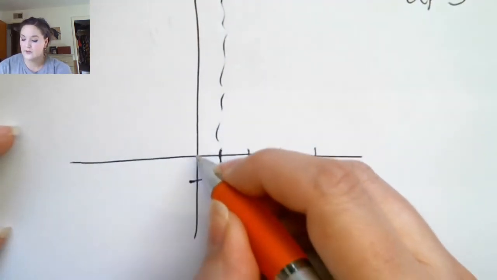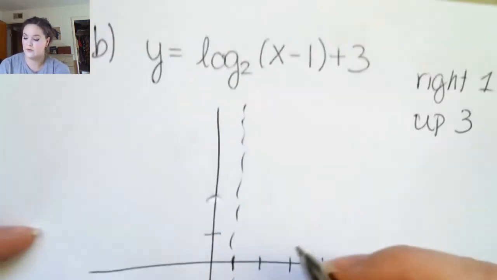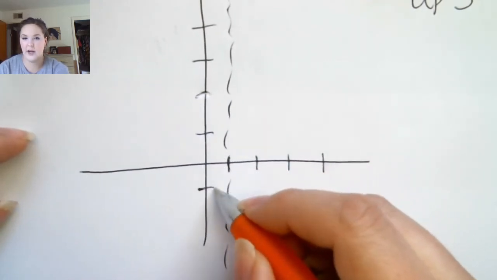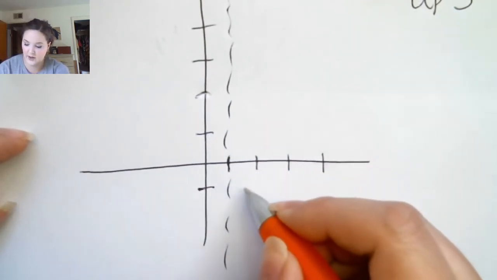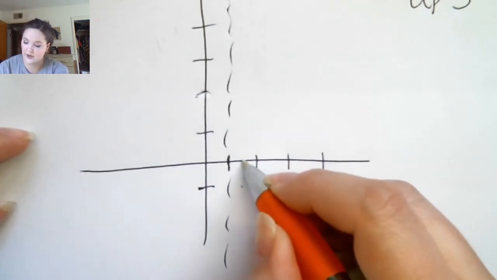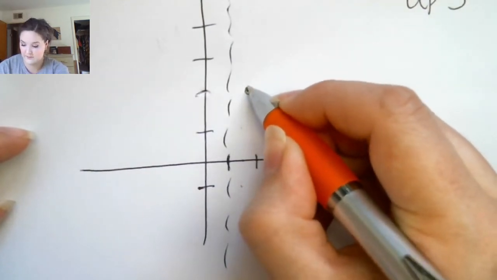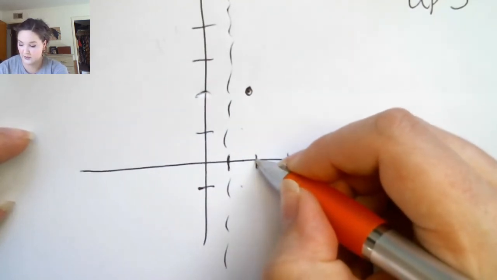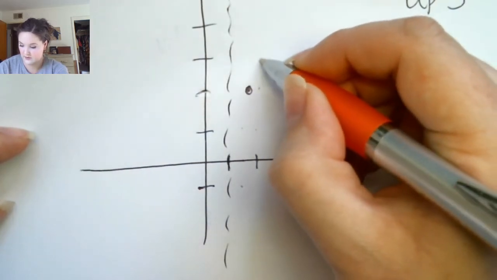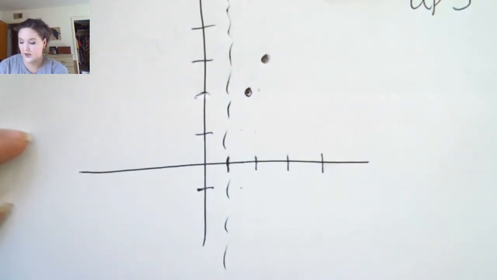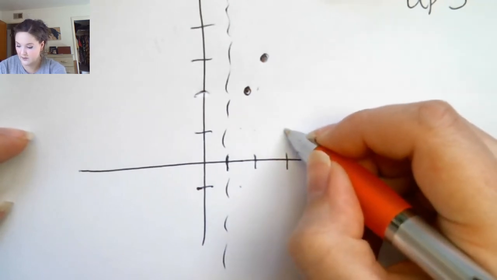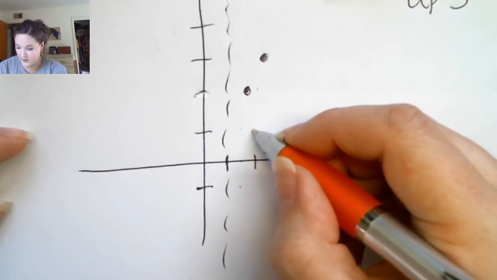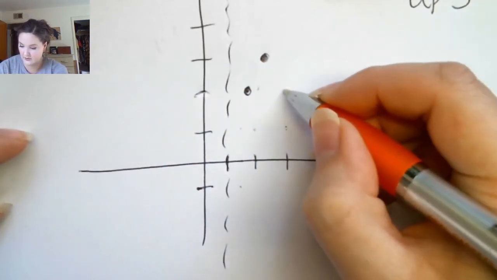So now we're going to move this point, the one that was at 1/2, -1. We're going to move it right 1 and up 3. Then we're going to take this point, move it right 1 and up 3. And then we're going to take the point that was here, at 2. We're going to move it right 1 and move it up 3.